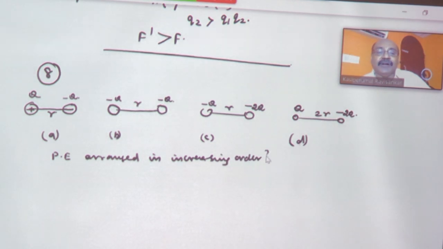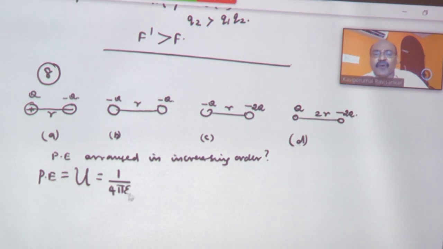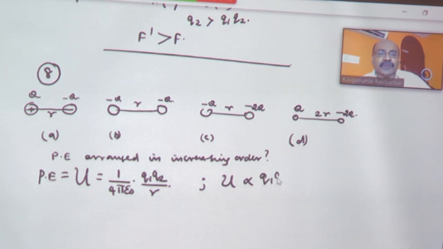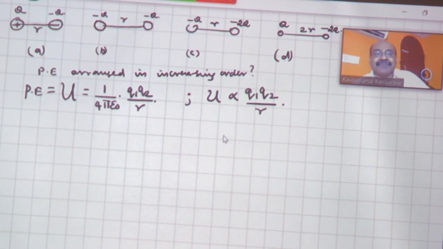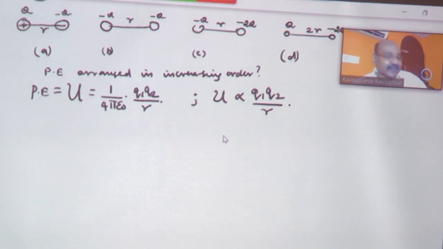How can we do this? We know the potential energy between 2 charges, epsilon, is given by the formula 1 divided by 4 pi epsilon 0 into Q1 into Q2 divided by R. So we can say this epsilon is directly proportional to the product of the charges and inversely proportional to distance. So, for the 4 cases, let us calculate the potential energies.